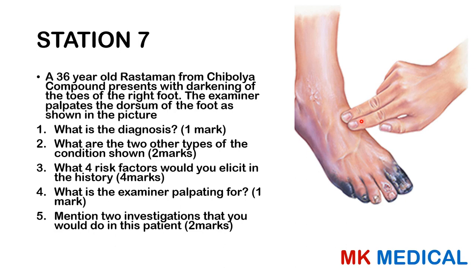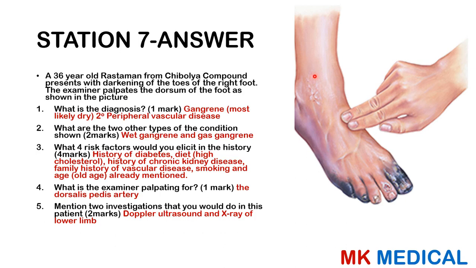And here comes the answer. So this is a 36-year-old Rasta man from Chivolia. Most likely he smokes. So he's developed gangrene, most likely dry gangrene. As you can see, the toes are appearing dry. And it's most likely secondary to peripheral vascular disease. The other types of gangrene include wet gangrene and gas gangrene.